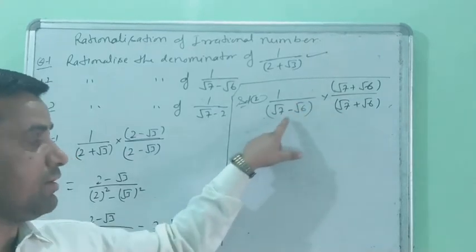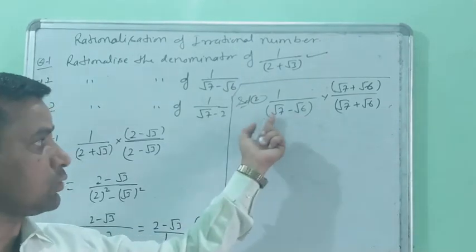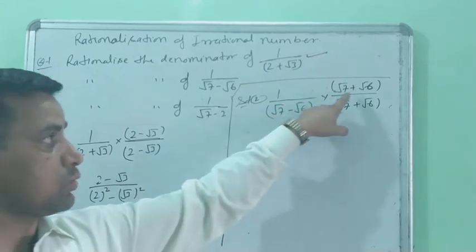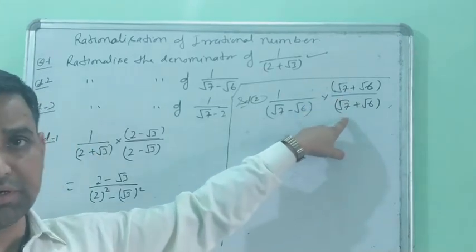Always use the bracket sign. In monomial form, binomial form, you always use the bracket sign. Okay, root 7 minus root 6, one bracket. What is the conjugate of this? So root 7 plus root 6, and multiply and divide by the same number.